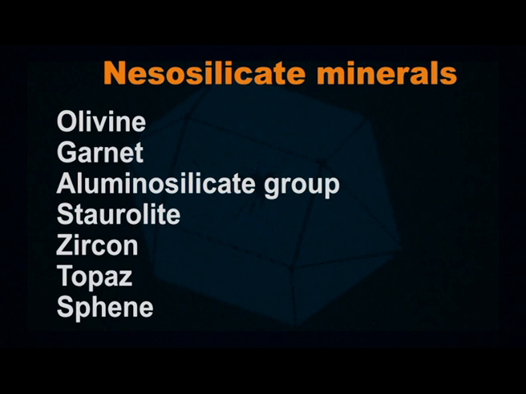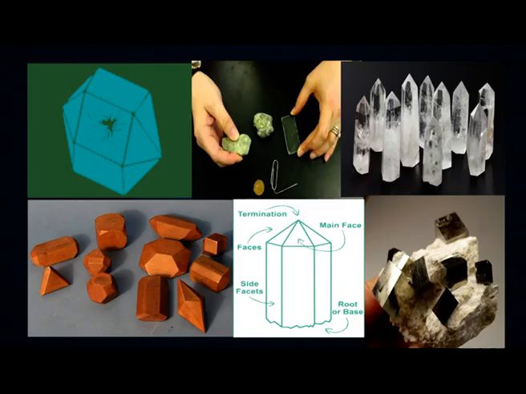Today I will deliver my lecture on silicate minerals, and in this topic I will cover silicate minerals and mainly nesosilicate minerals: olivine, garnet, the aluminosilicate groups, staurolite, zircon, topaz and spinel. The identification of minerals is based on physical properties such as crystal system, forms, color, lustre, hardness and cleavage, etc.